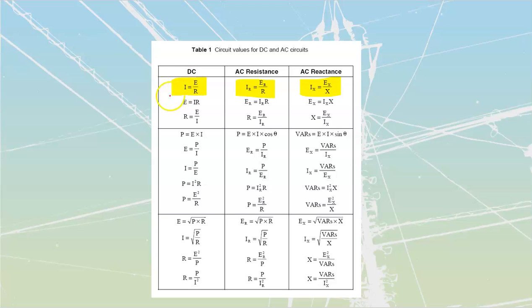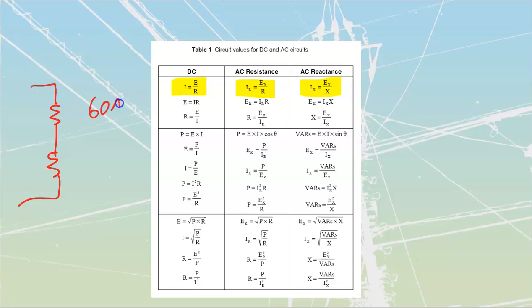The first one over here talks about a DC component. If I've got a DC component, I find the current by taking the volts over top of the resistance. That's straight up Ohm's law. If I've got AC resistance, I can take the volts that are over top of that resistor, divide by the resistance, and it's going to tell me about the current that I'm going to have through that resistor. And it would not matter whether I'm looking at a series circuit or a parallel circuit.